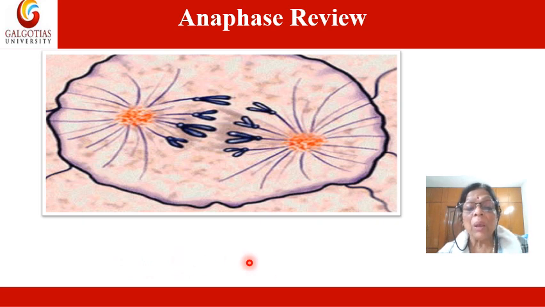So spindle fibers pull sister chromatids to opposite poles of the cell. Now, each pole becomes the future daughter cell, and the number of chromosomes is identical in the two cells, or the genetic makeup is exactly the same in the two cells.